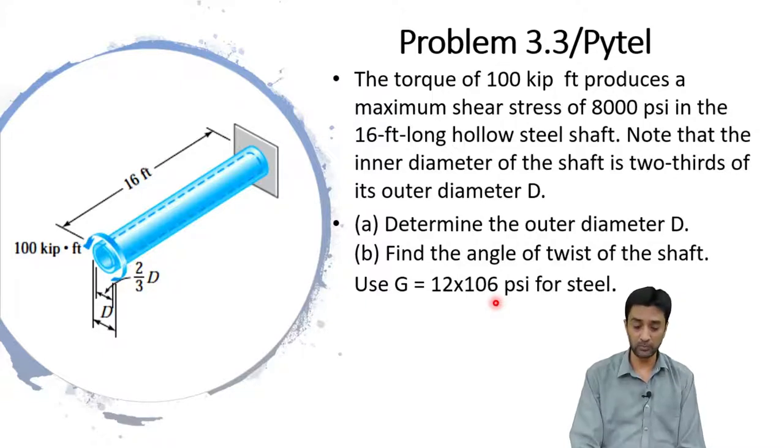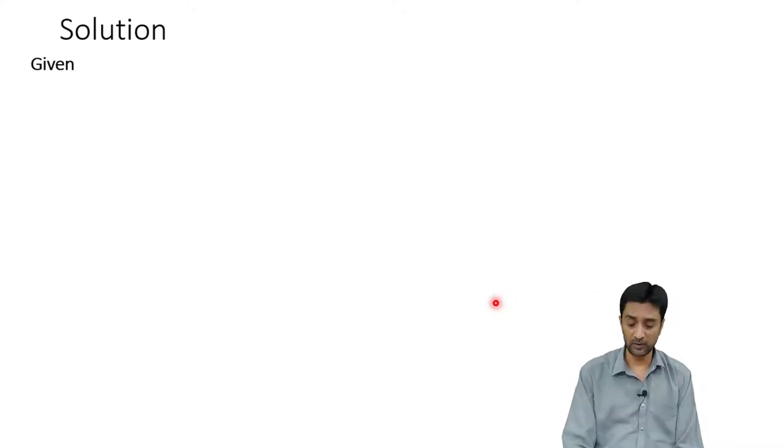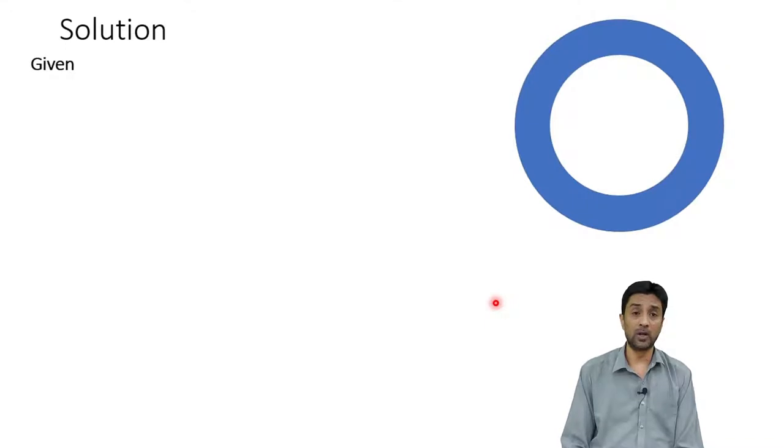So let's move to the solution. As for the solution, the process involved is that we note down all the given data. So whatever the given data is, this particular shaft is a hollow shaft. So I've tried to make it hollow. You can see it has an outside diameter and it has an inside diameter as well.